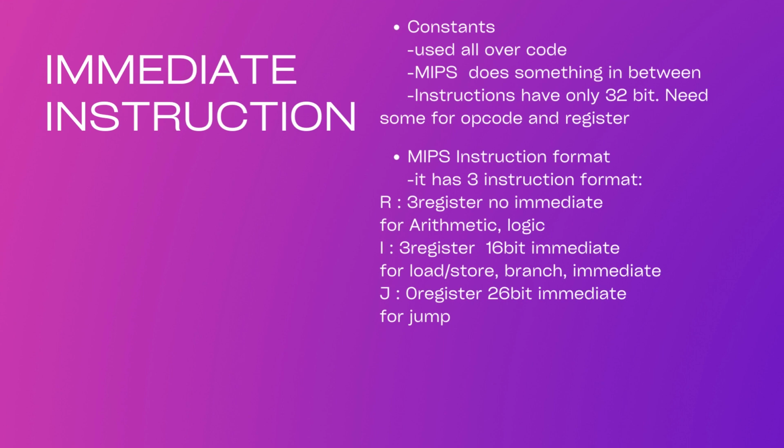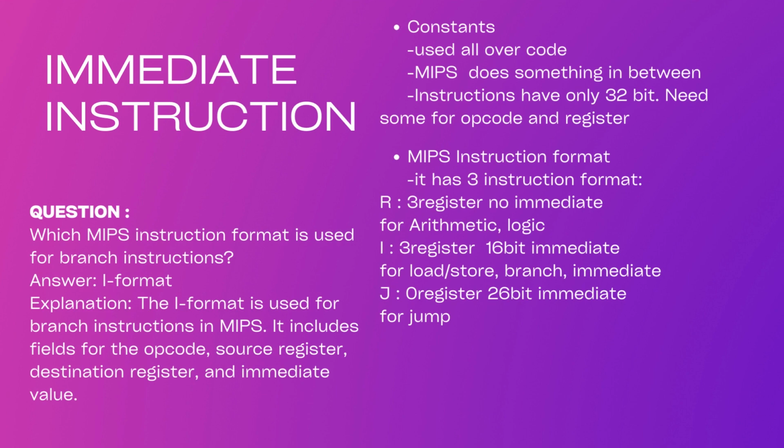The second one is I. It has two registers, 16-bit immediate. The function is for load or store, branch, and immediate. The last one is J. It has a 26-bit immediate. The function is for jump.